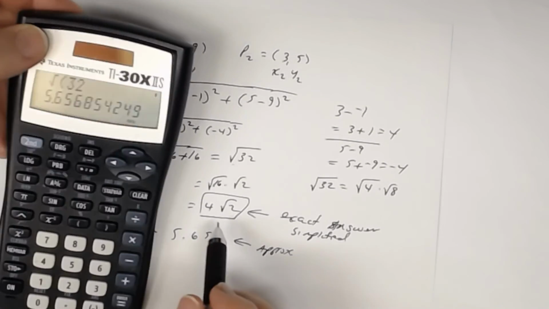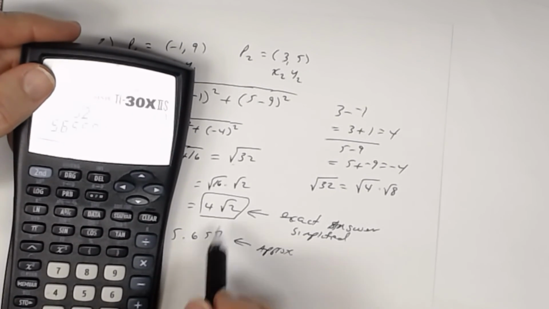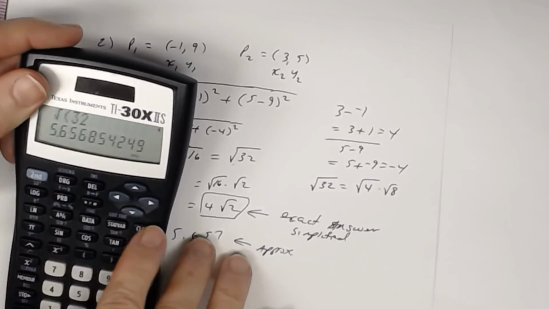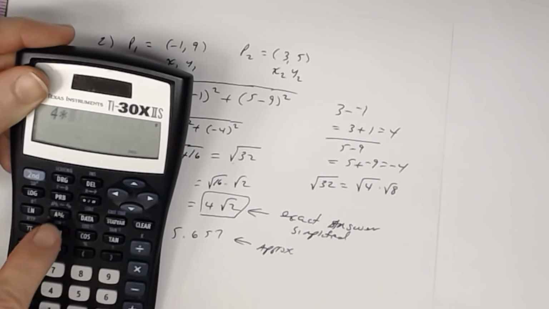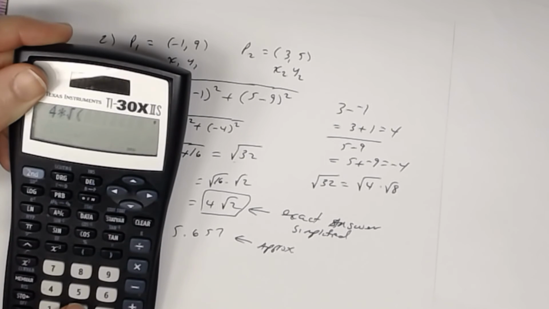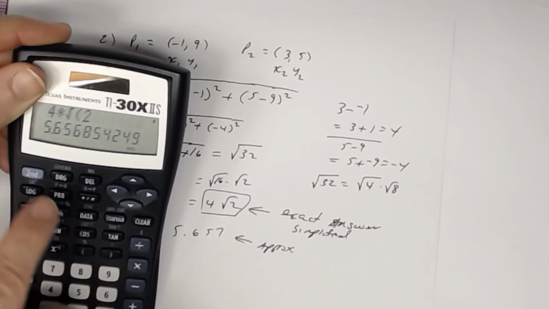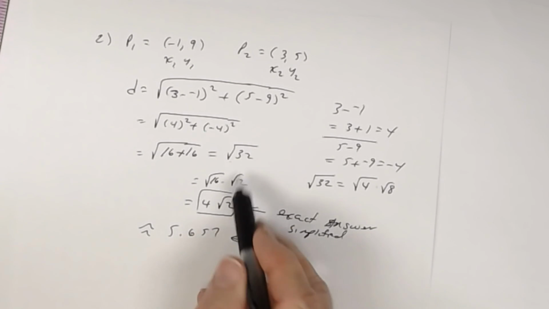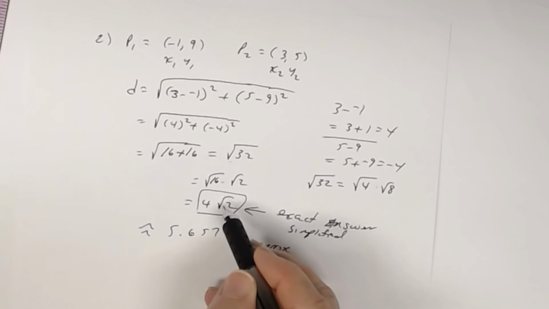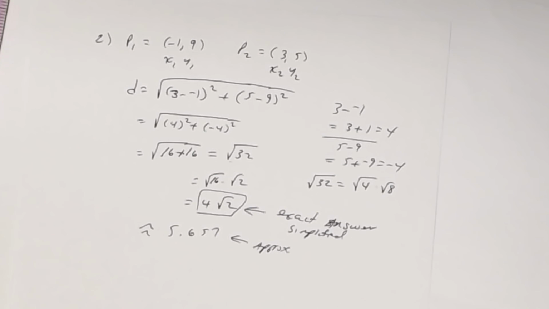And what I would also do then is check this one as well. This better be the same as this. So let's see if that works. So 4 times the square root of 2 equals, and notice you get the same thing. So 4 square root of 2 is also equal to square root of 32. And they have the same approximation.